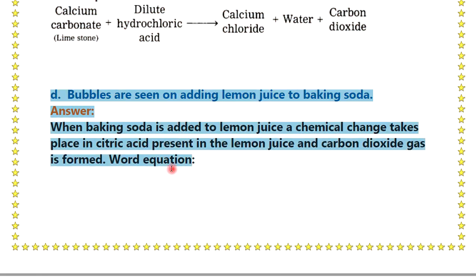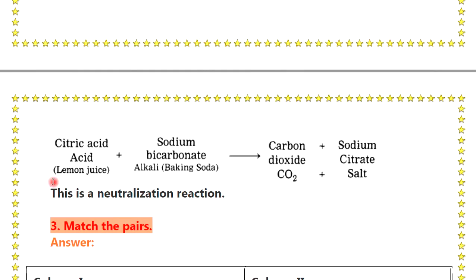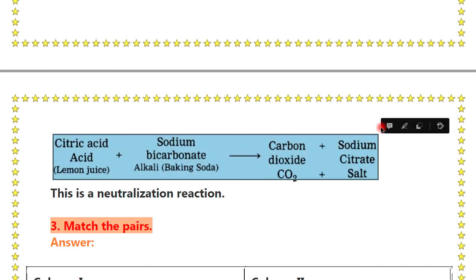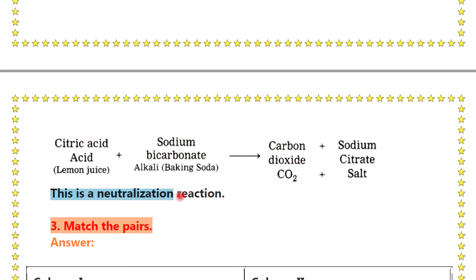Then D: bubbles are seen on adding lemon juice to baking soda. Answer: when baking soda is added to lemon juice, a chemical change takes place in citric acid present in the lemon juice and carbon dioxide gas is formed. Word equation is: citric acid means lemon juice plus sodium bicarbonate means alkali, baking soda, gives carbon dioxide plus sodium citrate salt. Okay, so this is a neutralization reaction.